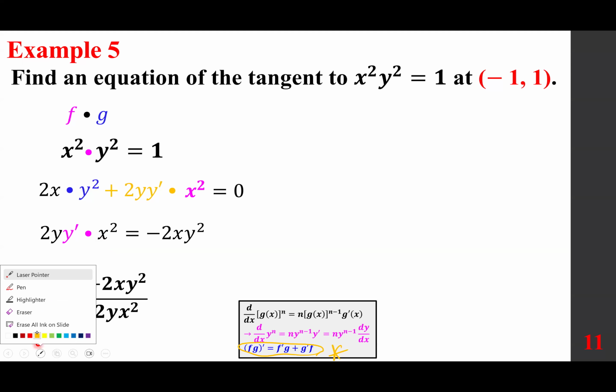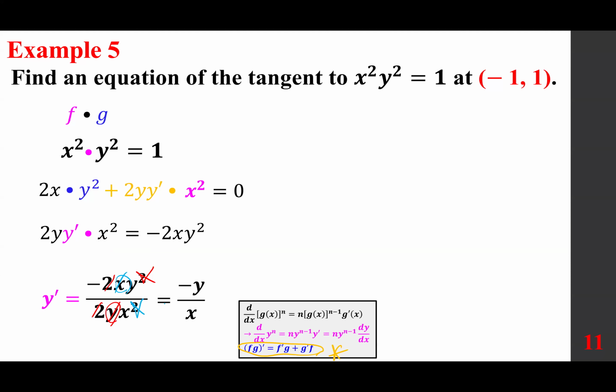Notice we can cancel out the 2. We can cancel out the y with the exponent at top. We can cancel out the x with the exponent at the bottom. And therefore, y prime is simply negative y over x.